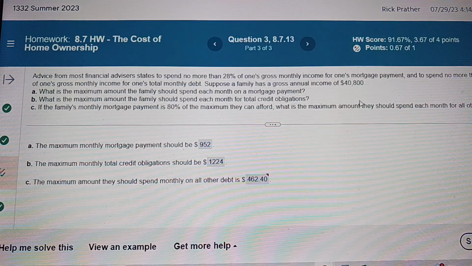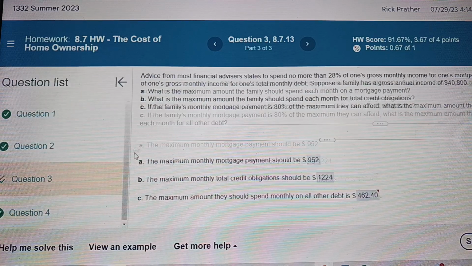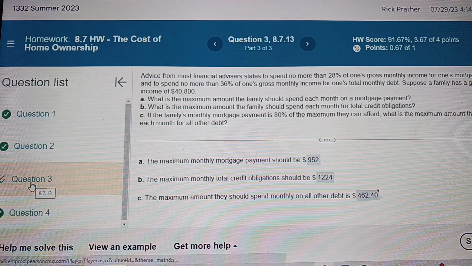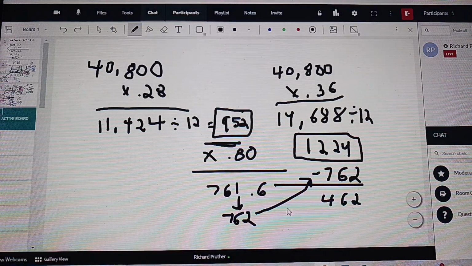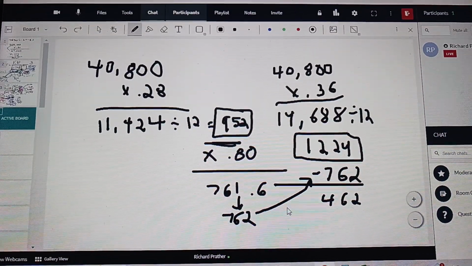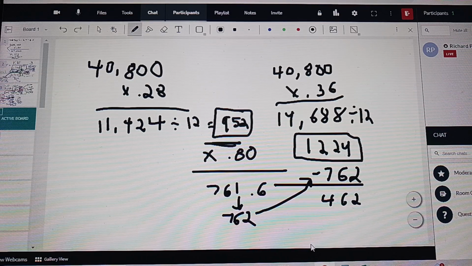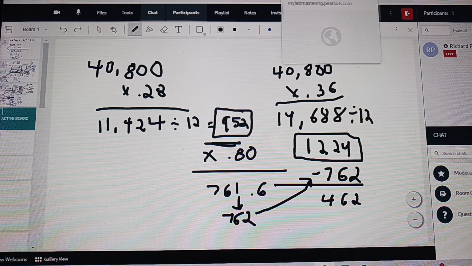Okay, so I got 3 of these 4 correct. And really, I got 3 correct, but I just messed up. I didn't know they wanted dollars and cents on that one. So try that yourself then, and remember part C of number 3 wants dollars and cents. I thought it just wanted dollars, so I messed that up.